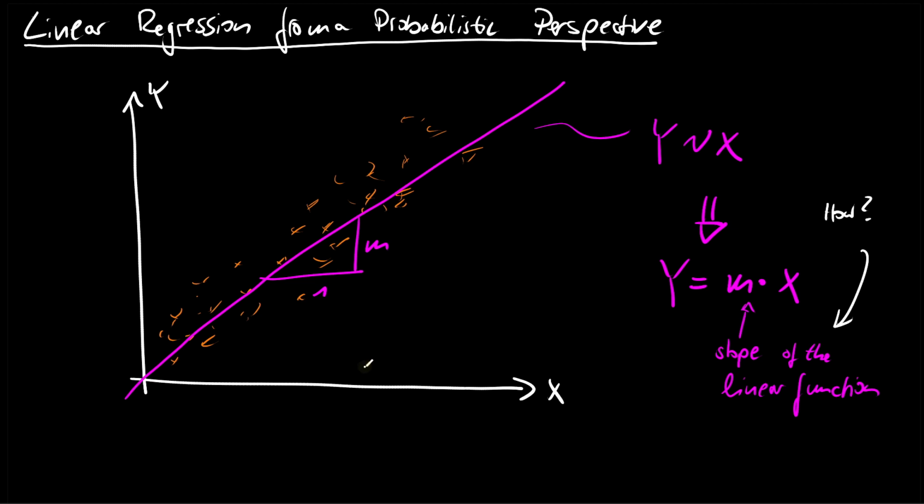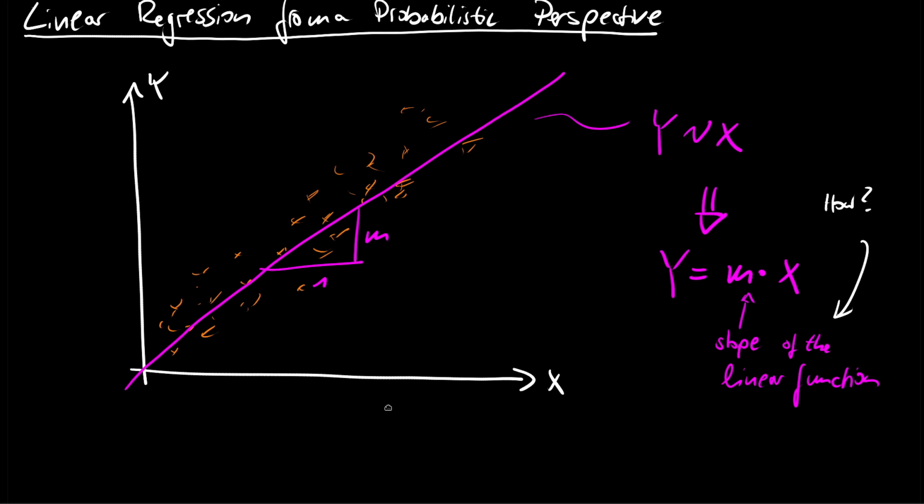Let us first start by assessing what we have. We are given these orange points here that have a coordinate in x and a coordinate in y, and we consider x as the independent variable and y as a dependent variable. So let's look at that in terms of a directed graphical model.